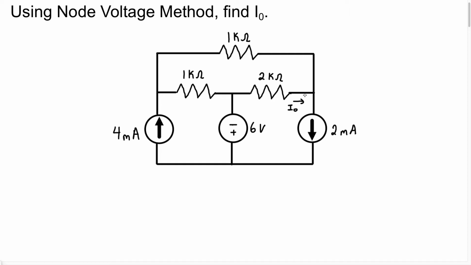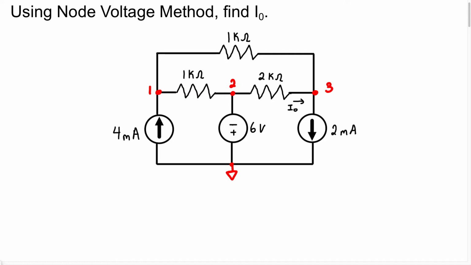So we know this is going to be an essential node here. I'm going to label this 1. This is another essential node. I'm going to label this 2. This is an essential node. I'm going to label this 3. And we have one more essential node down here, and I'm not going to label it because I'm actually going to take that bottom node as my reference node.